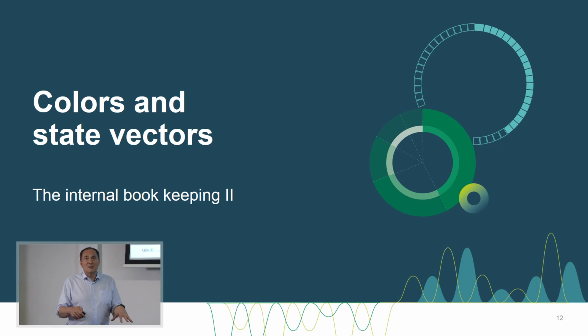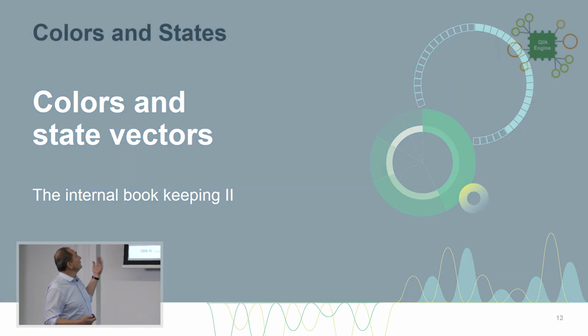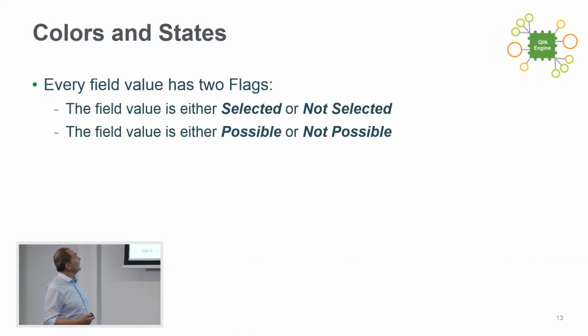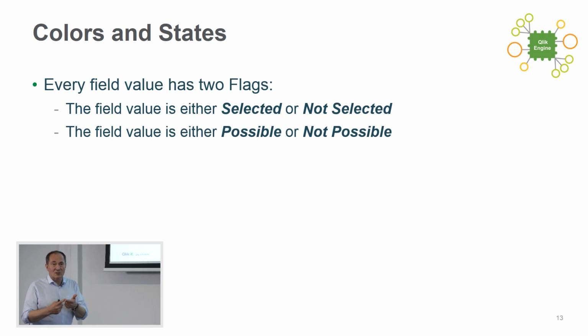Okay, now we have built the symbol tables. Now we start clicking to color code the information on the screen, and that we call colors and state vectors. You should think of it like this. Every field value has 2 flags internally associated with it. This is just internal bookkeeping, but it's important to understand that we have it and why we have it. Each field value can be selected or not selected, and each field value can be possible or not possible. Very straightforward.